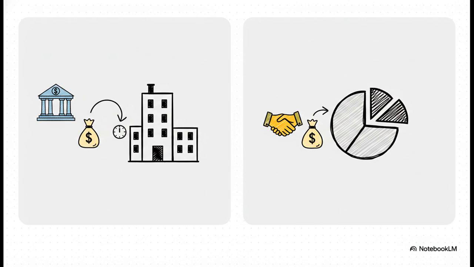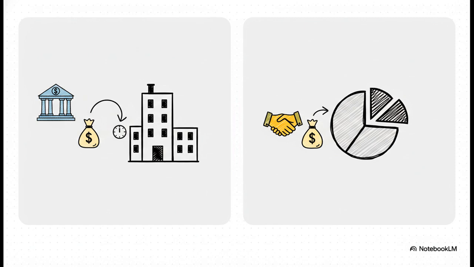This creates what we call a tax shield, which can actually lower the real cost of borrowing. Now, the second path is equity financing. With equity, you're not borrowing anything, you're selling a piece of your company. An investor gives you cash and you give them shares, which makes them a part owner. There's no legal obligation to pay that money back, but, and this is a big but, you've diluted your ownership.